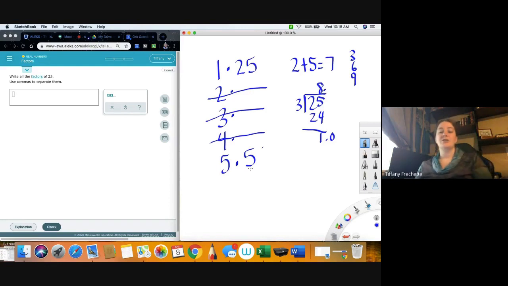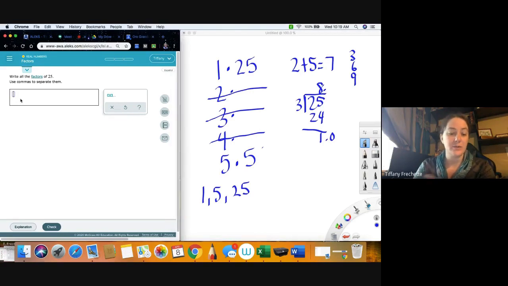All right. So I know 5 times 5 works. So these are my factors. If I want to put them in order, I go down and grab these numbers and go back up. So I have 1, 5. I don't have to write 5 twice, I've already written it. And then 25. So these are my only factors.